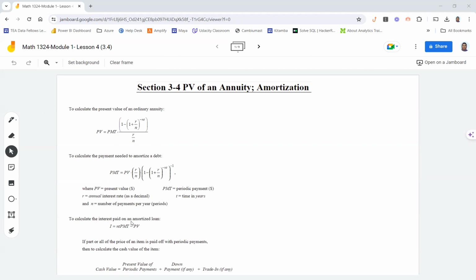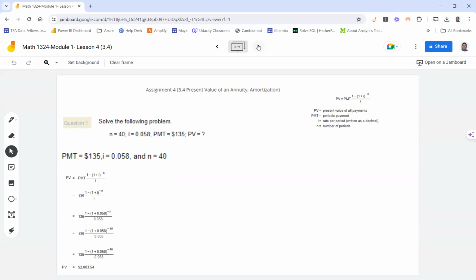To calculate the interest paid on an amortized loan, interest will be equal to NT times PMT minus PV. If part or all of the price of an item is paid off with periodic payments, then to calculate the cash value of the item, it is the present value of the periodic payments plus down payment plus trade-in. Okay, that is the general information. Now take a look at what the problems are asking and how we're going to use these formulas.